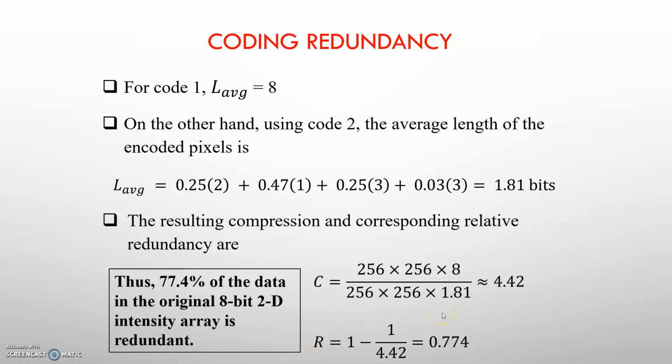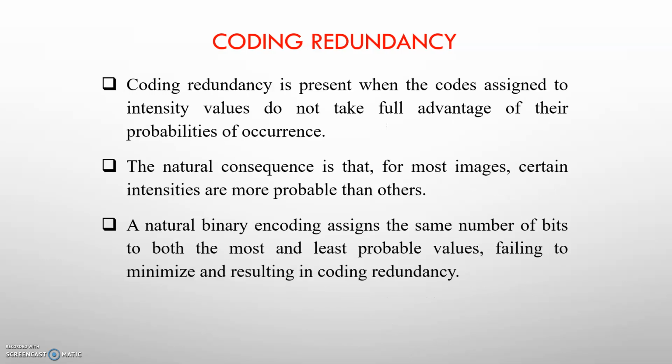Now, what is the significance of this R? This R tells me the redundant data. How? Now it is 0.774, which means 77.4% of my data in the original 8-bit 2D intensity array is redundant. So that much data was my redundant data, right? So this is why we go for coding redundancy. So you can just pause the video and look at this slide, and that's all for this video.